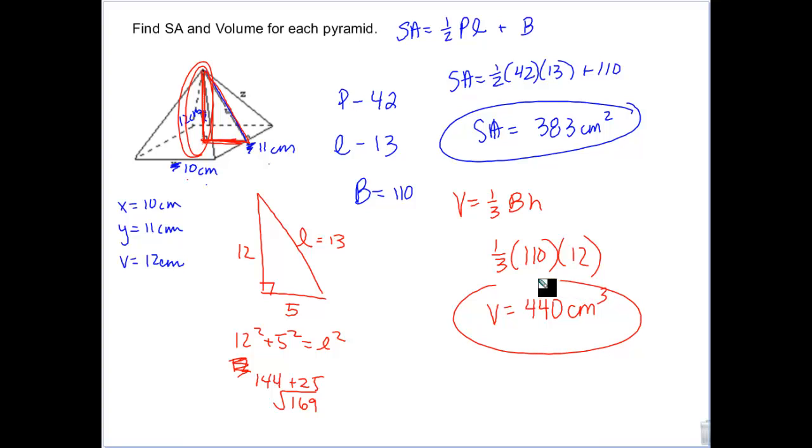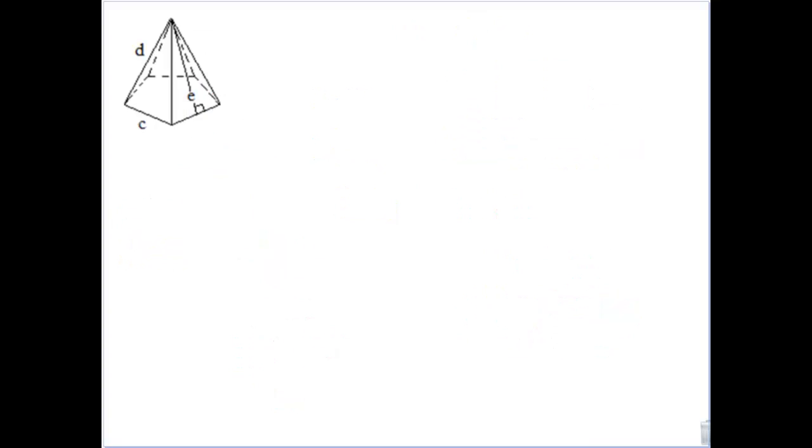All right, so there's our surface area and our volume. Next up, here we have a pentagonal pyramid, and I'm going to tell you that C is 8 and E is 13. Okay, so we've decided that C is 8 and E is 13.